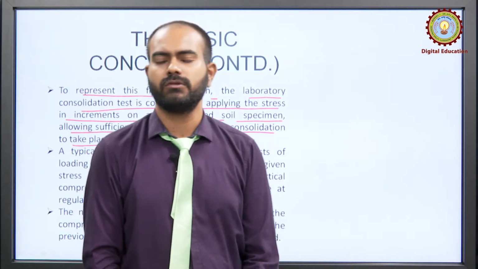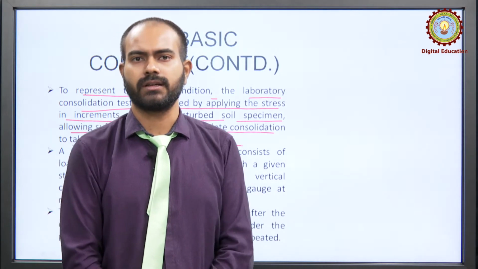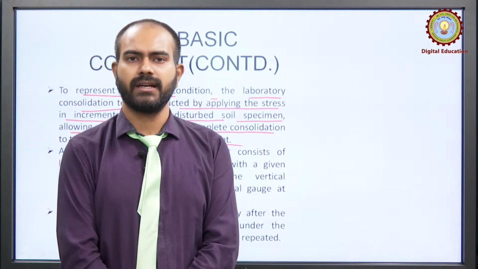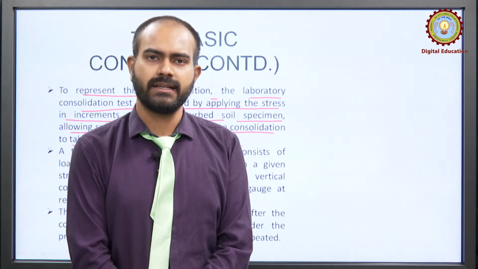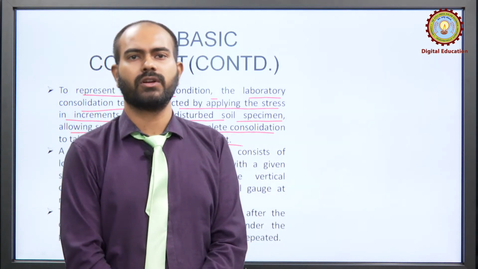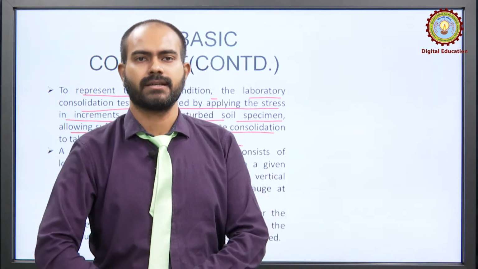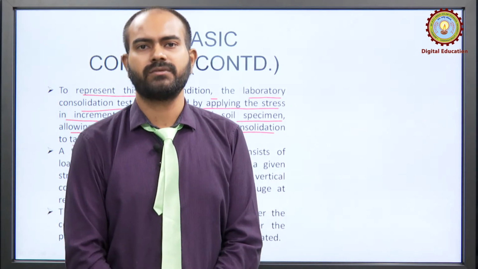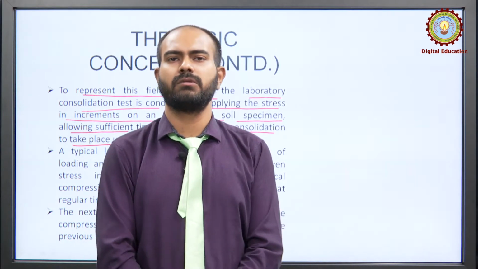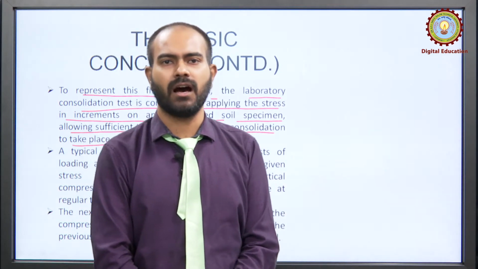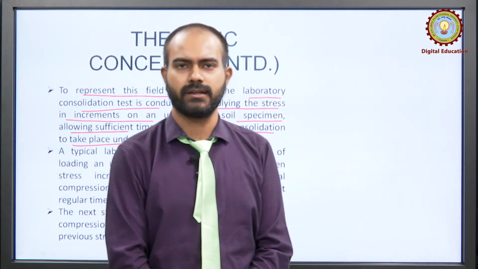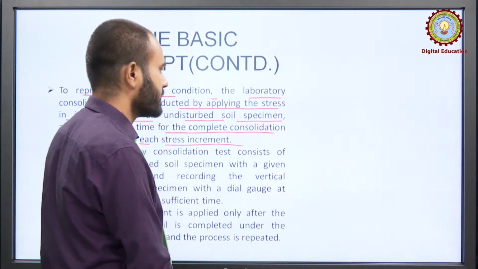So, what we will do? We will first of all apply a definite stress increment on that soil. After that, we will wait and let it consolidate until it is fully consolidated or settled for that stress. After that, another increment of the stress will be applied, so that we will be able to count how much settlement is taking place due to this increment in that soil specimen. Okay. So, one by one we will be carrying out this process.